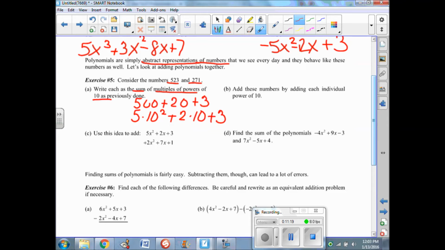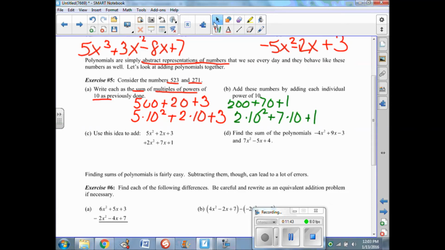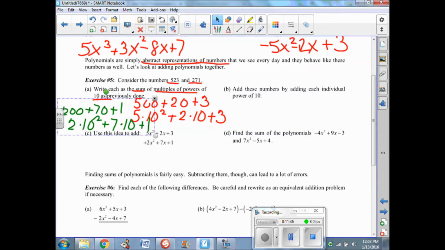We agree on that. Now let's do 271. So 271 is 200 plus 70 plus 1, or written with powers of 10, 2 times 10 squared plus 7 times 10 plus 1. Now part B says add these numbers by adding each individual power of 10. I'm going to see if I should move. Beautiful. I can move this whole thing over.